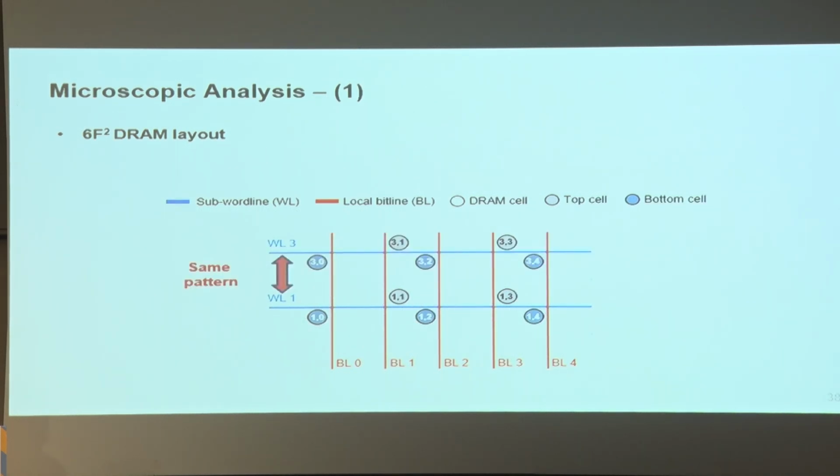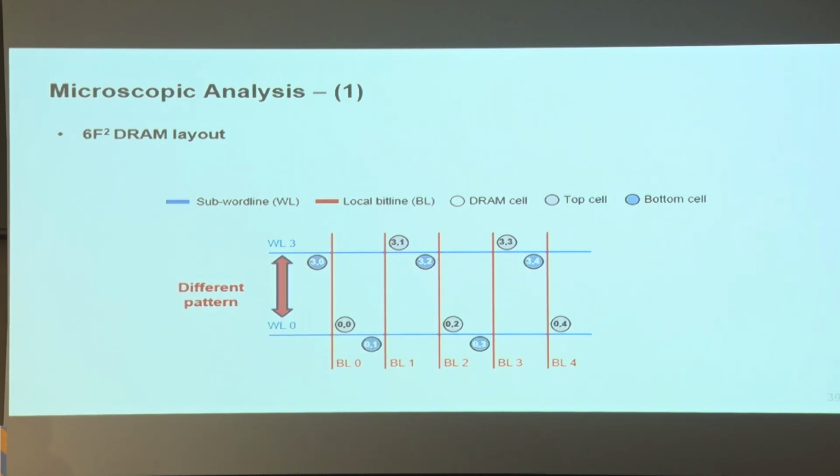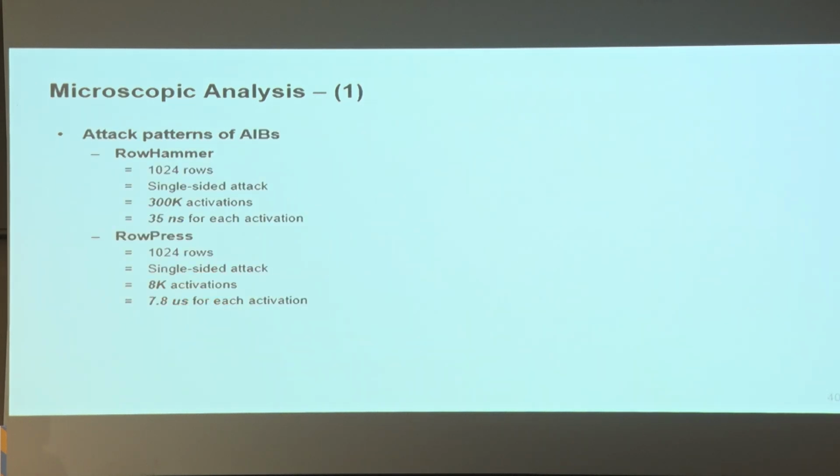We also need to consider whether the wordline index is odd or even. In this figure, you can see the arrangement of cells in a row is identical when both wordline indexes are odd. However, when comparing odd and even indexes, they appear different. So we considered whether the wordline index is even or odd. So here are our attack patterns of activating-induced bit flips. We conducted a single-sided Rowhammer and RowPress attack.